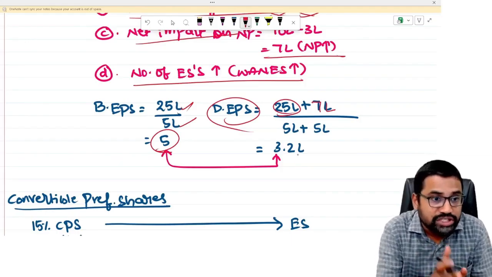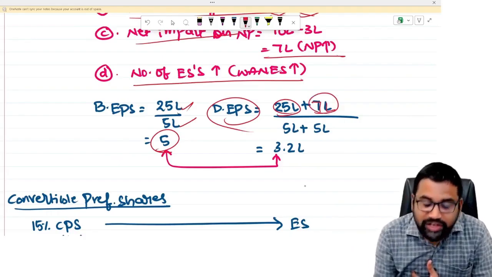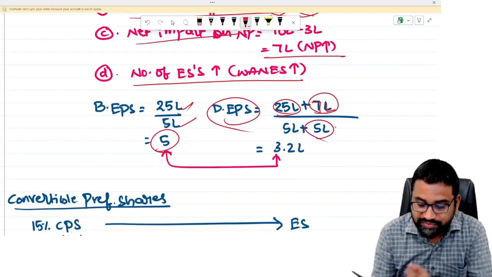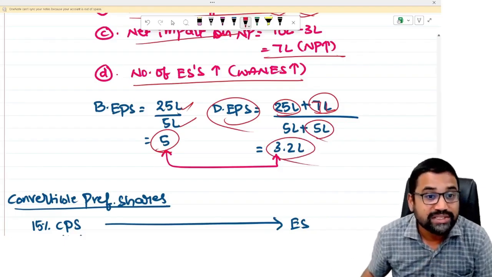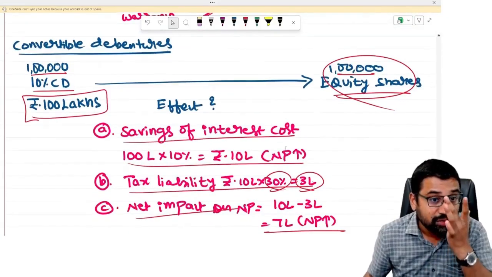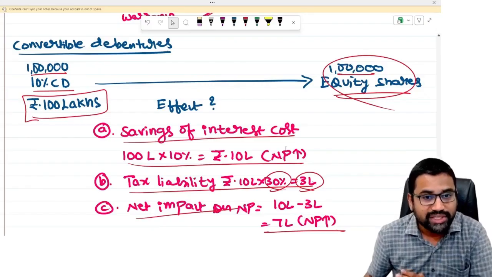Why? Because if these potential equity shares are converted into equity shares, what will be the effect on net profit? 7 lakhs, divided by what will be the effect on weighted average number of shares? 5 lakhs. So therefore, your diluted EPS is 3.2 lakhs. So if the potential equity shares are converted into equity shares, what will be the impact on the profits? What will be the impact on the number of equity shares?